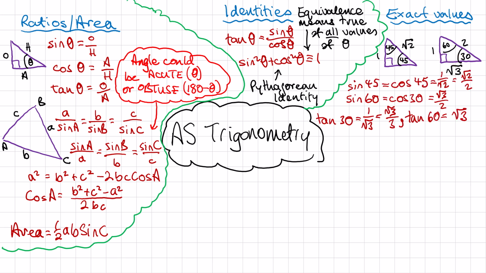So from the first triangle, we'll get sine 45 is actually equal to cos 45, which is equal to 1 over root 2. And if we rationalise the denominator, that's root 2 over 2. Sine 60 is equal to cos 30, which is root 3 over 2. Tan 30 is 1 over root 3. Rationalising the denominator, you get root 3 over 3, and tan 60 is root 3.